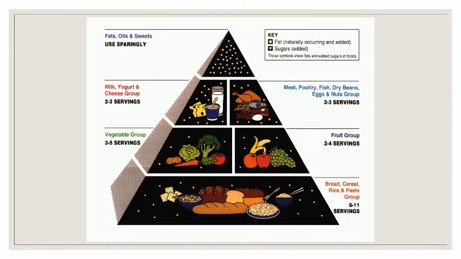The picture that is shown is the food pyramid structure. Food pyramid is one of the items that we can use as a guide in the menu planning. From the bottom, there are bread, cereal, rice, and pasta group. Then, there are vegetable and fruit group. Moving up, there are milk, yogurt, and cheese group. Also, meat, poultry, fish, dry beans, eggs, and nut groups. And on the top of the pyramid, that we have to use sparingly, is fats, oils, and sweets.